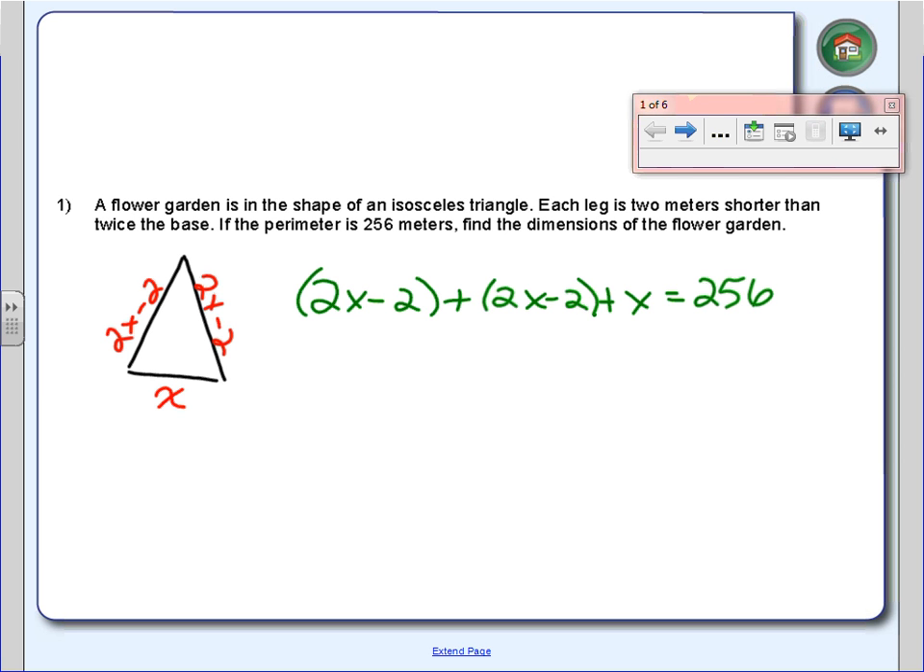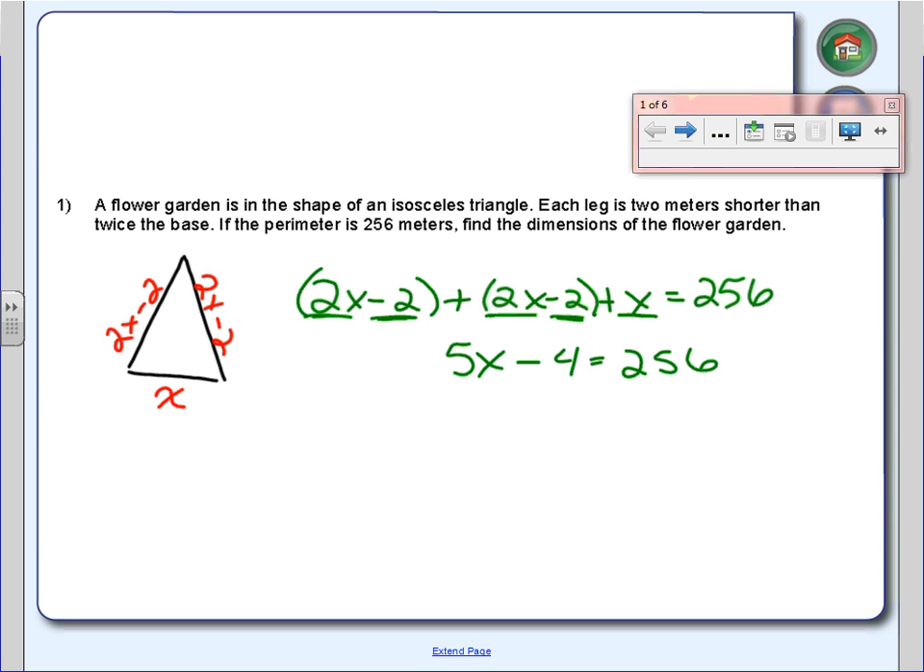Now we're going to solve for x, but before I do that, I'm going to simplify the left side of the equation. I've got 2x plus 2x plus x. So I'll add all those x's together. Now you have 5x. 2x plus 2x plus x equals 5x. Now I'm going to combine the negative 2 plus the negative 2, which is a negative 4. So I've got 5x minus 4 equals 256.